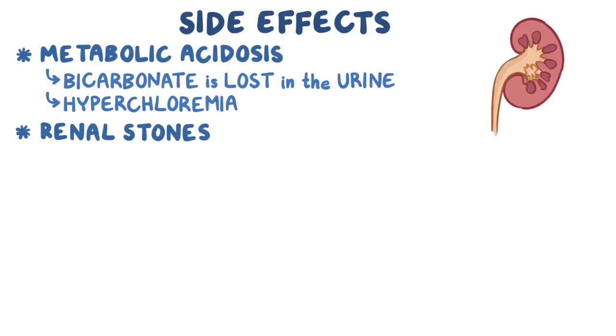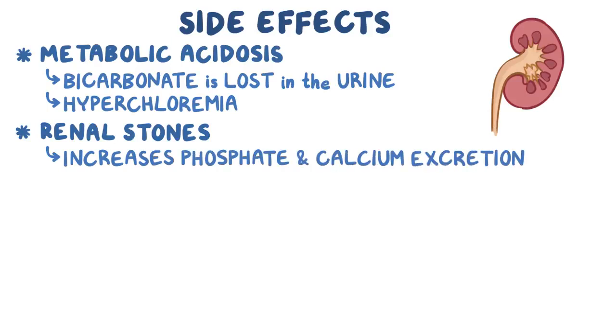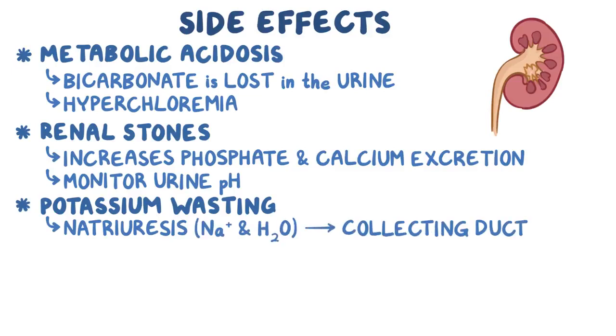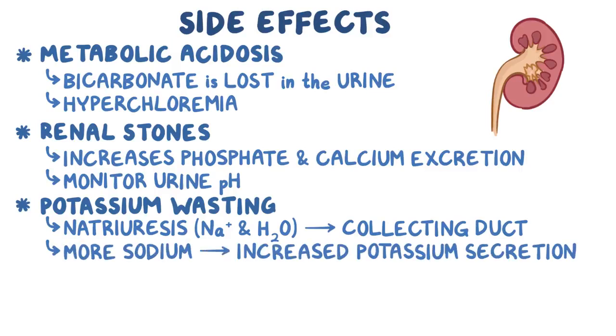This is because carbonic anhydrase inhibitors also increase phosphate and calcium excretion, and these are more likely to form calcium phosphate stones in alkaline urine. This side effect can be prevented by monitoring urine pH and making sure it doesn't get too alkaline. Another side effect is renal potassium wasting, because these medications increase natriuresis, meaning more sodium, and along with it, water reaches the collecting duct. Inside the collecting duct, more sodium leads to an increased potassium secretion from the blood into the lumen, which is lost in the urine.